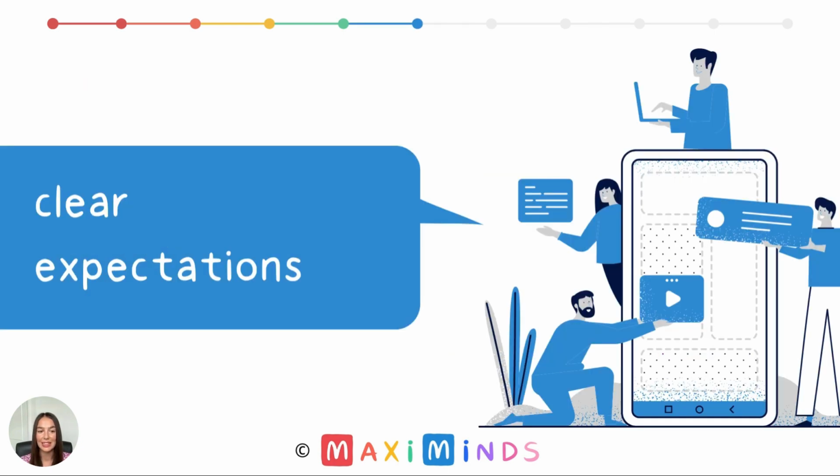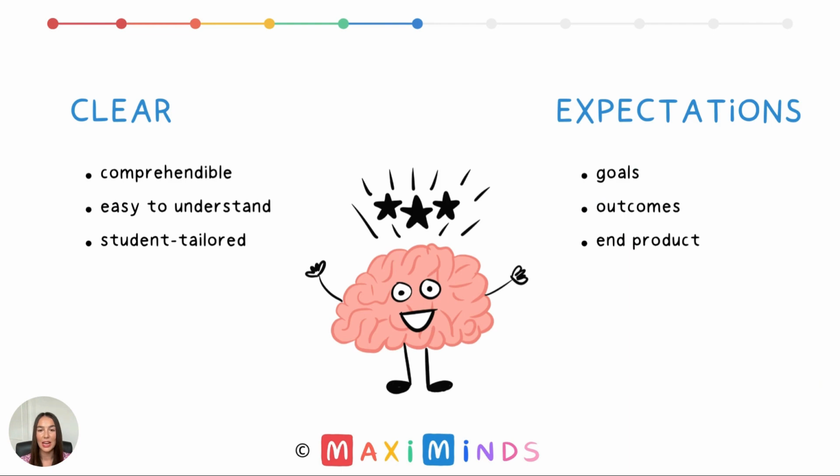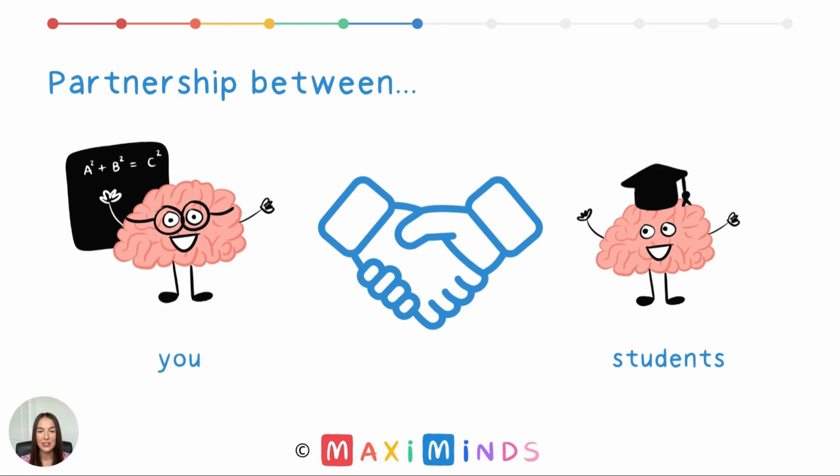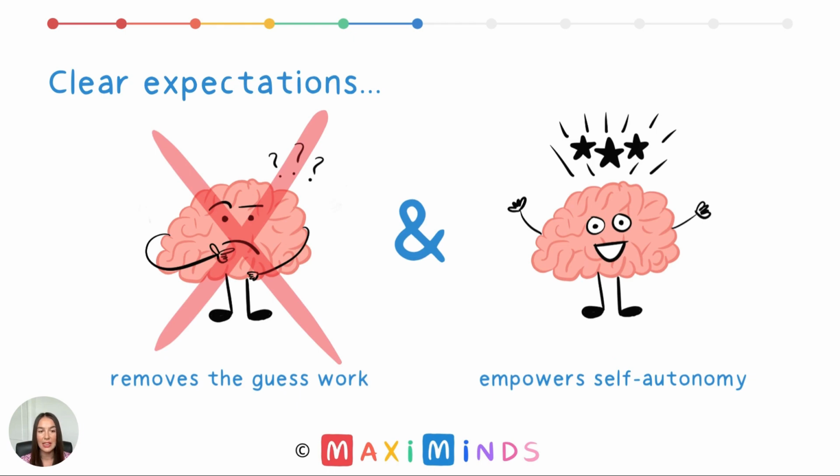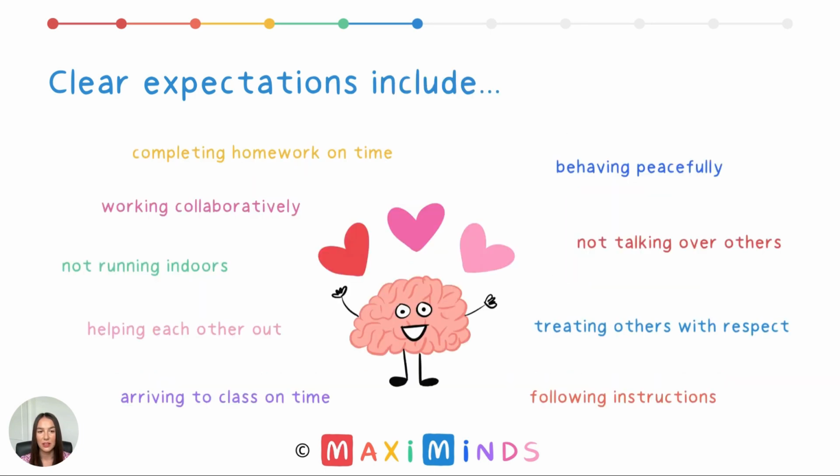Starting with clear expectations. We have looked at this before, but to remind you, clear expectations are comprehensible and easy to understand and student tailored. And they're also specific goals, outcomes, and end products that you expect. It does involve a partnership between you and students to work collaboratively together. And it does remove the guesswork and helps to empower self-autonomy of your students.